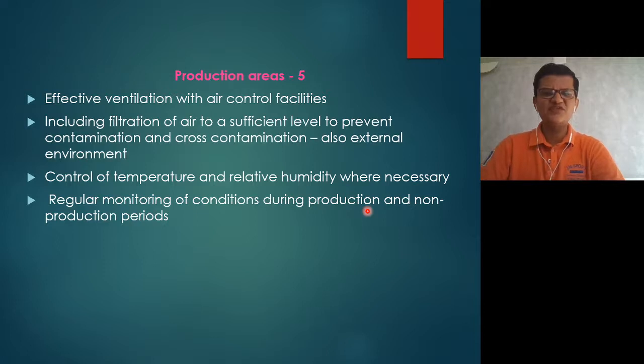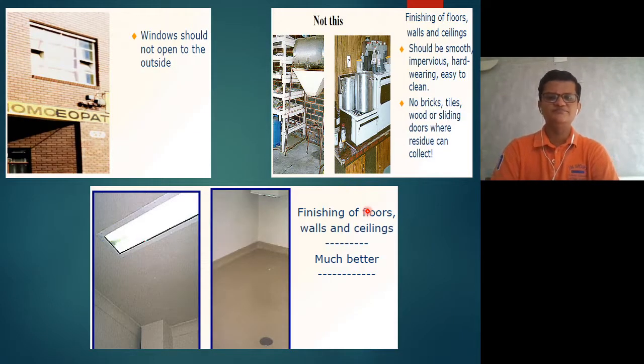There should be effective ventilation with air control facility, including filtration of air to a sufficient level to prevent contamination, and you have to constantly maintain the temperature and humidity. The windows cannot open to the outer side. The finishing of floors and ceilings should not have this type of cracks. You can see in the wall that there are cracks. You cannot keep such kind of walls in our factory, and the finishing of walls and flooring should be constant. You cannot keep this kind of design in the designing of walls or the floors.